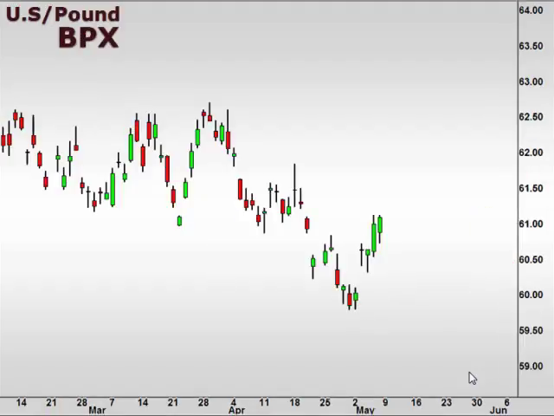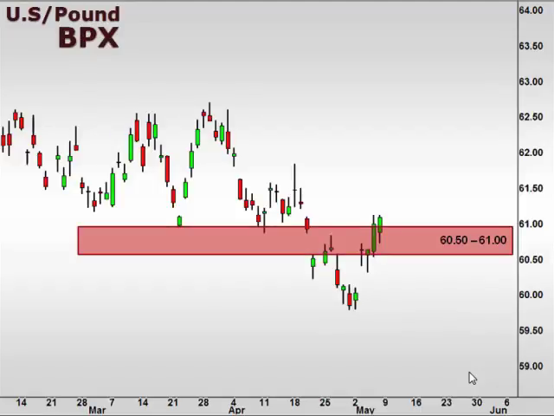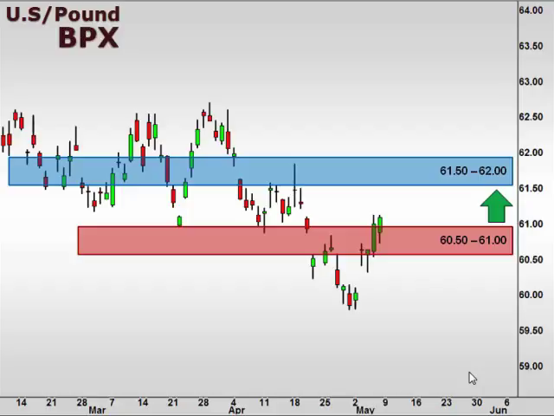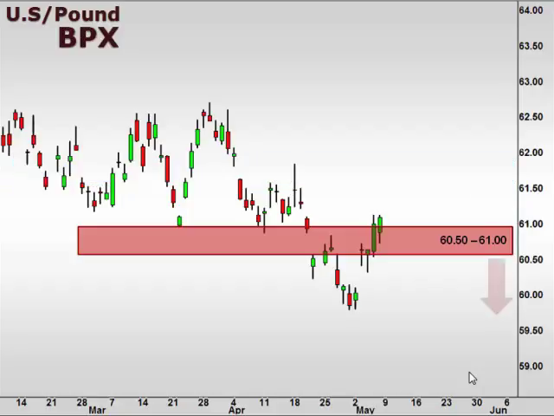Let's take a look at the U.S. dollar versus the British pound as seen here in the ISC FX options pair value, BPX. Now, the BPX gapped higher early in the week and continued to break above resistance at 61. This opens the window for a retest of resistance at 61.5, 62. A break below 60.5 should signal a retest of the lows down at 60.